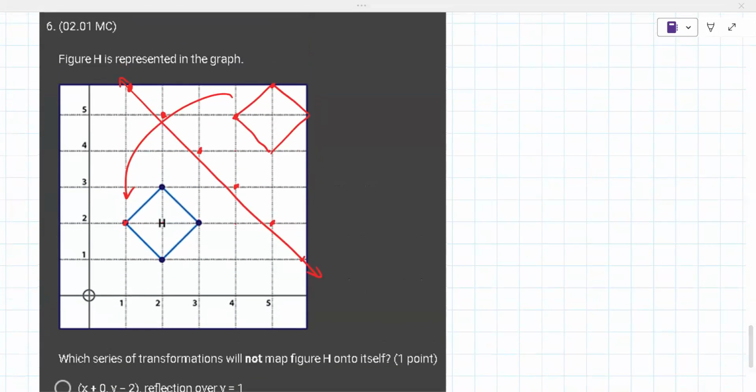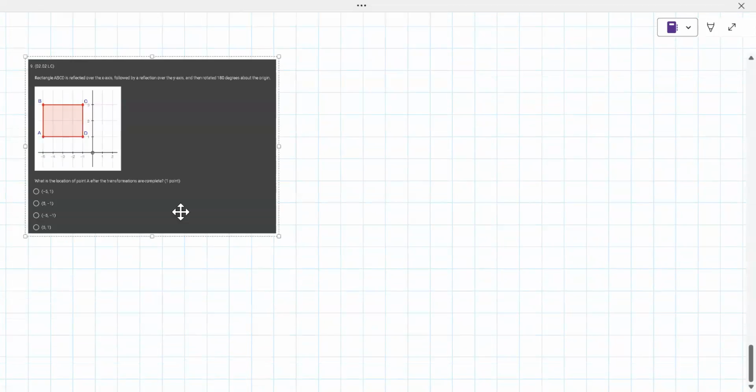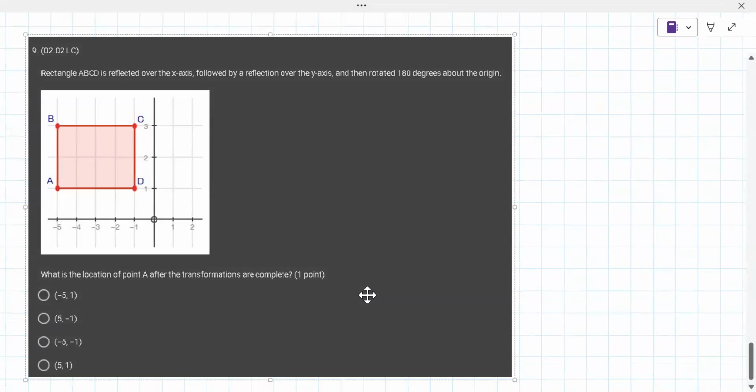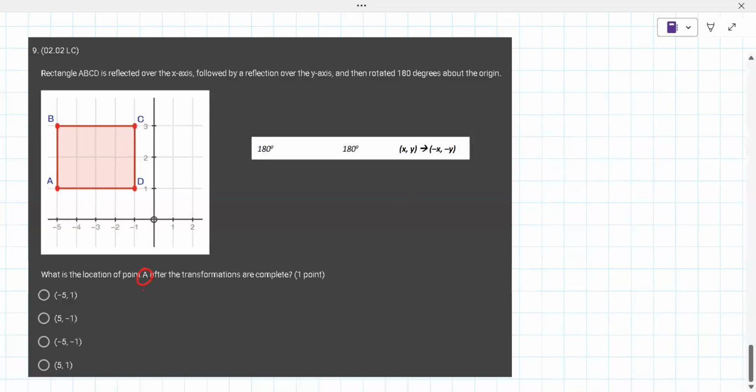All right. Any questions on that? No? Okay. Okay, so 180 degrees about the origin. I'm going to snip that one in as far as the transformation goes, and you can tell me what you think the answer is. So here's the rule. You can't do it without the rule. This is the rule for the transformation. Know that you're just interested in point A, so you only have to focus on point A again.